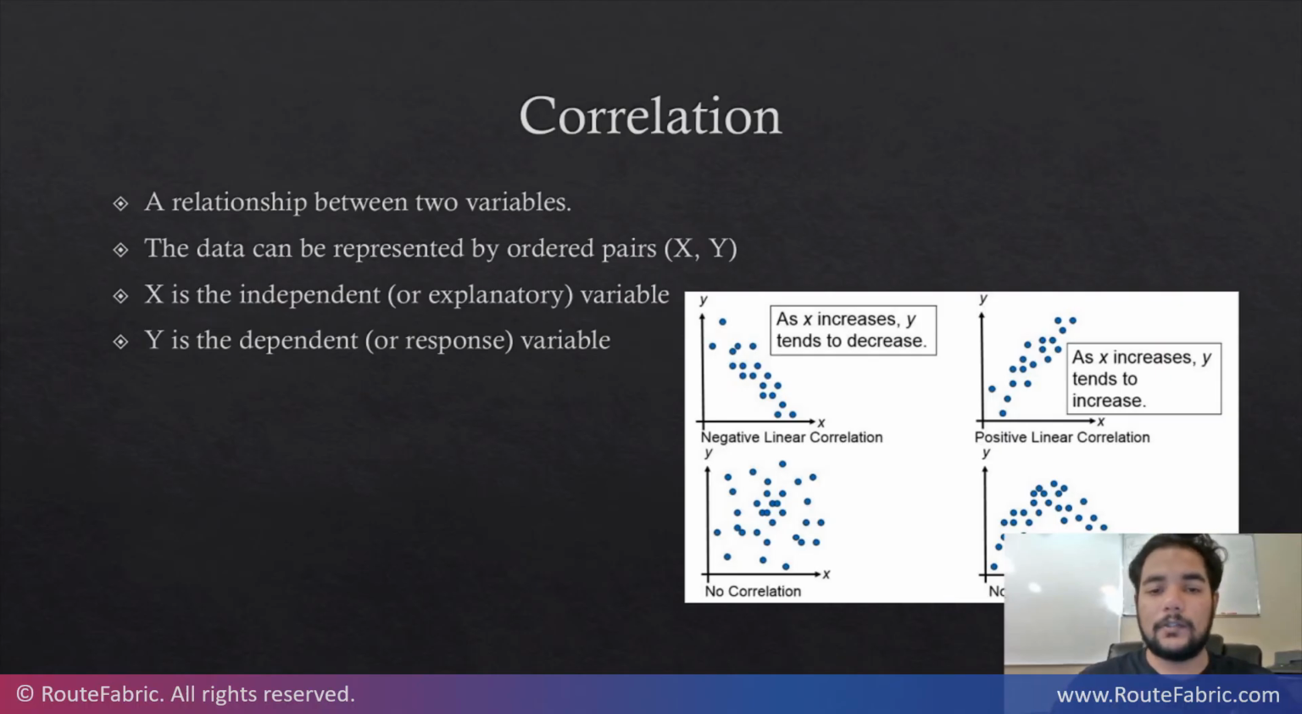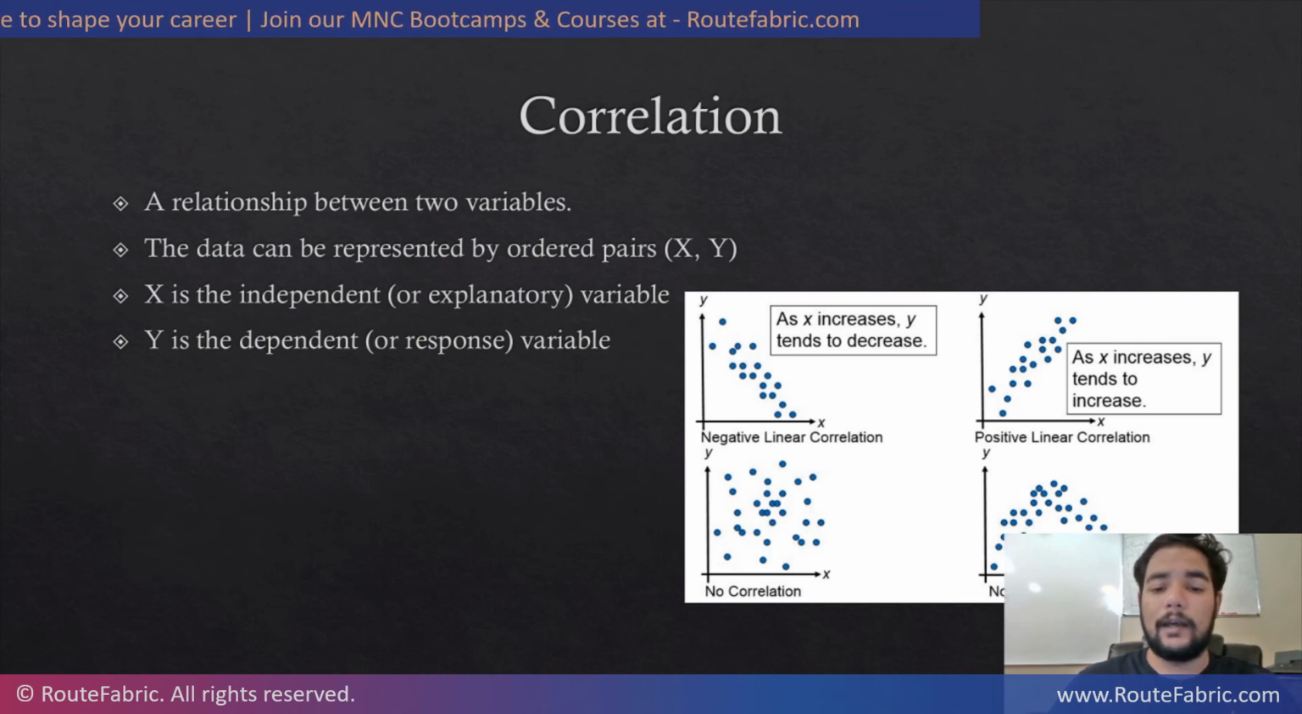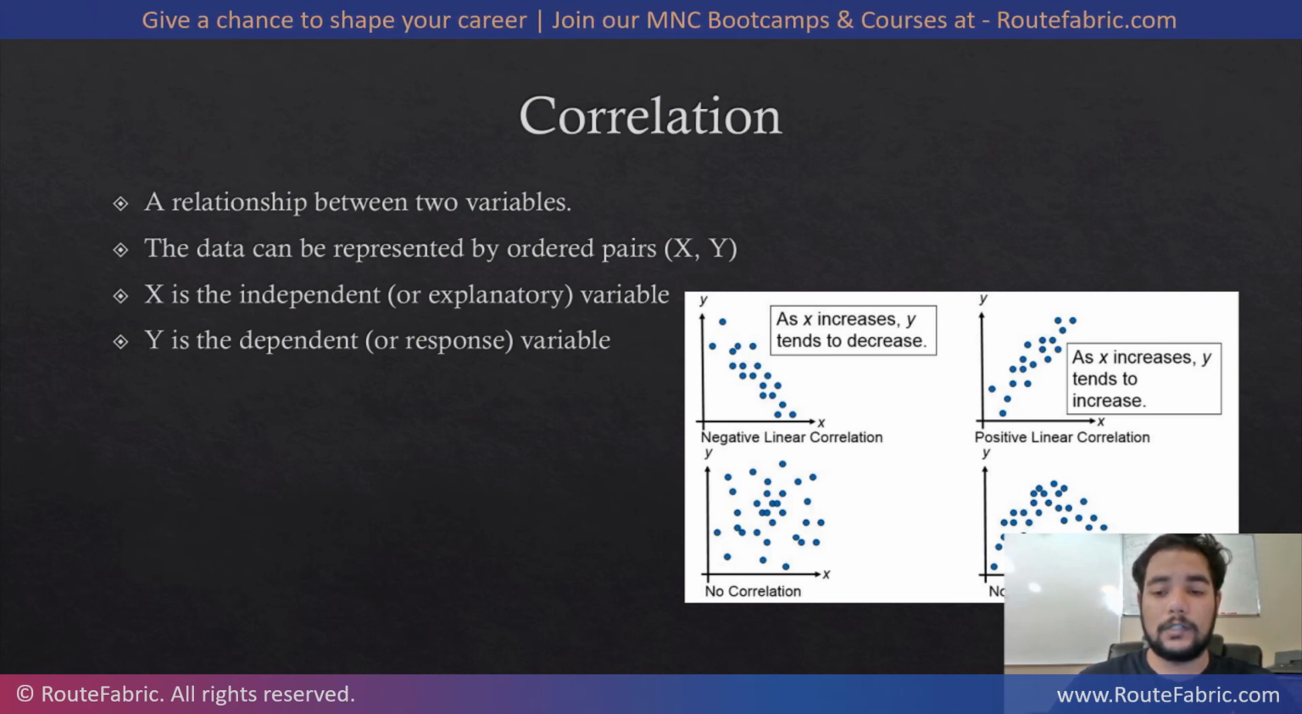Lastly, in measure of spread, we have correlation. Correlation checks for the relationship between two variables. It can be two ordered pairs like x and y and how they interact with each other. In the picture, we can see the different types of correlation. In a negative linear correlation, as x increases, y decreases. This means it has a negative correlation where x increases and y goes down.